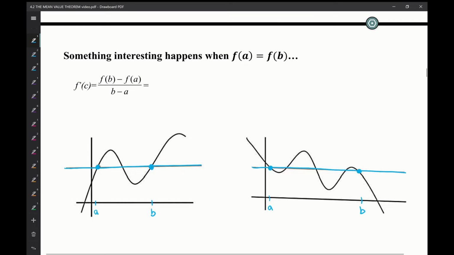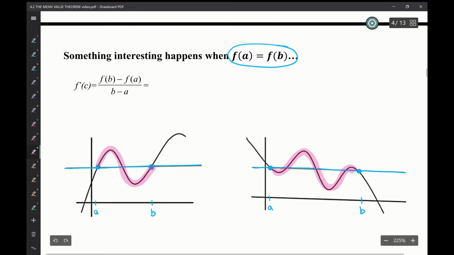We've been looking at the mean value theorem. Let's take a look at something interesting that happens when we add in another hypothesis, which is that f of a is equal to f of b. So we still have that our functions are continuous from a to b and differentiable from a to b. But now we're adding in that f of a is equal to f of b.